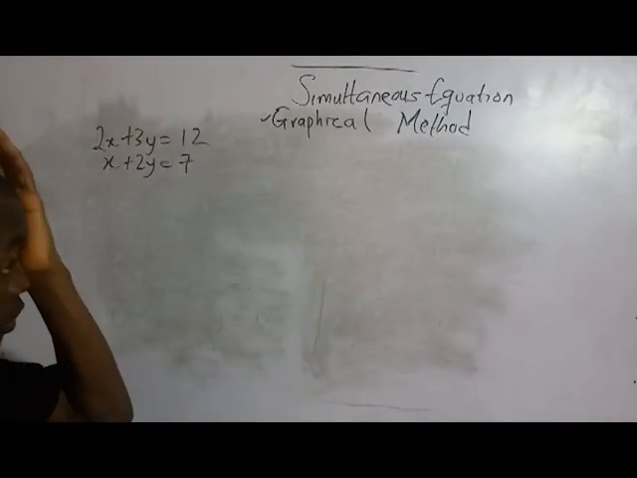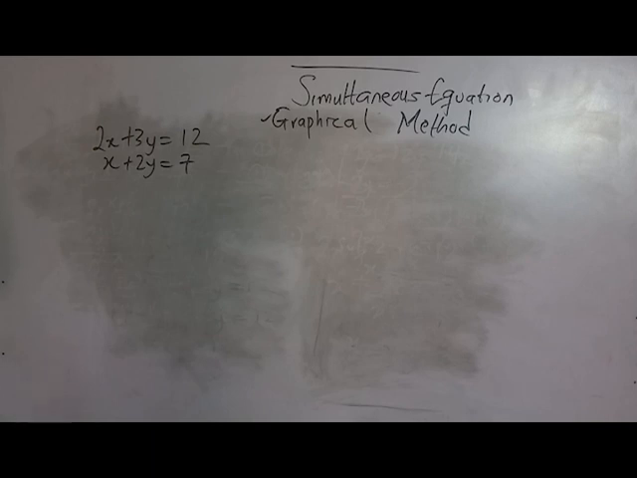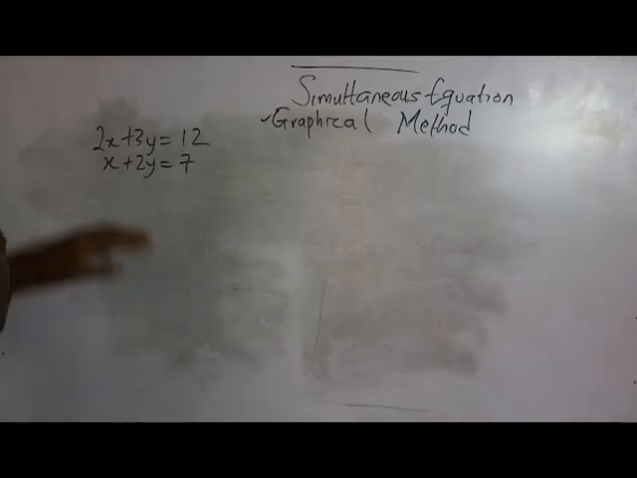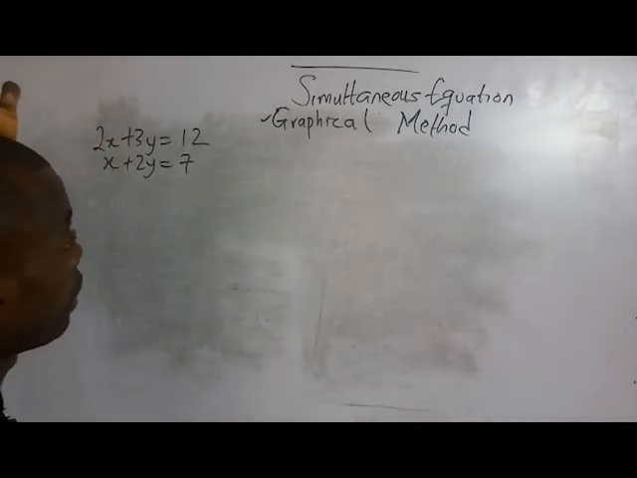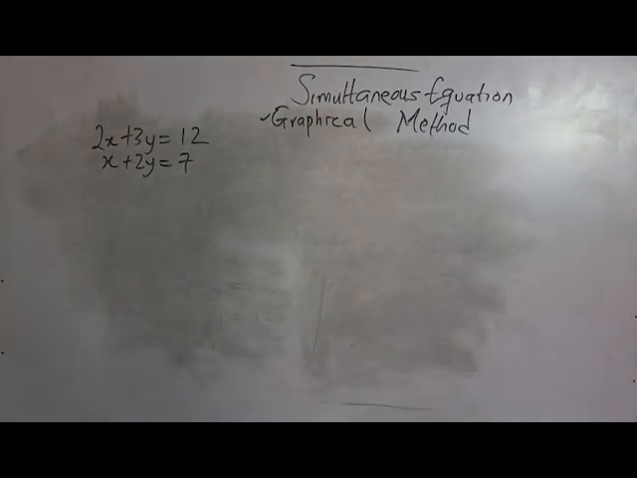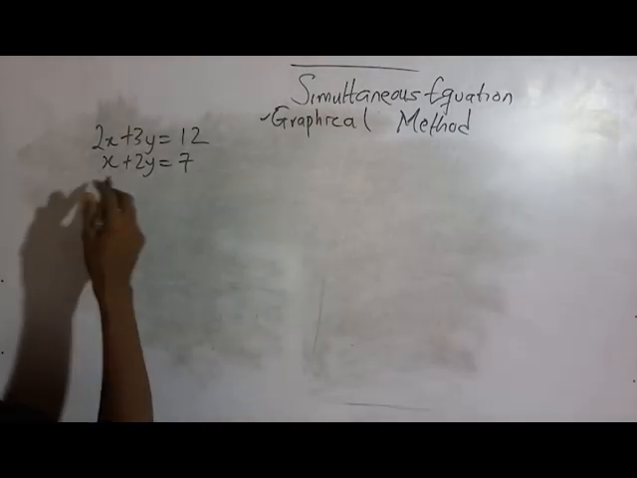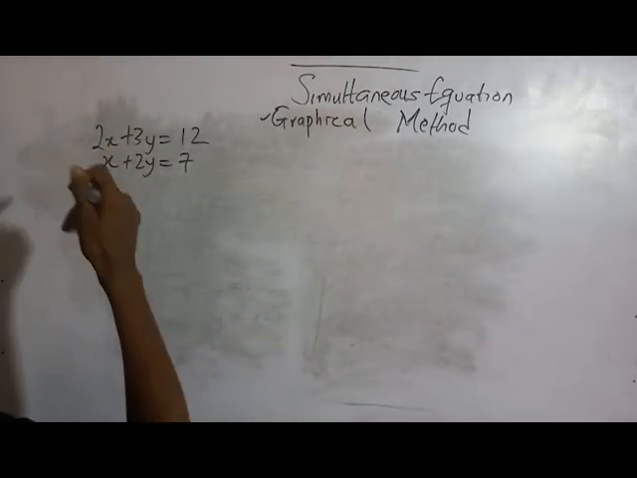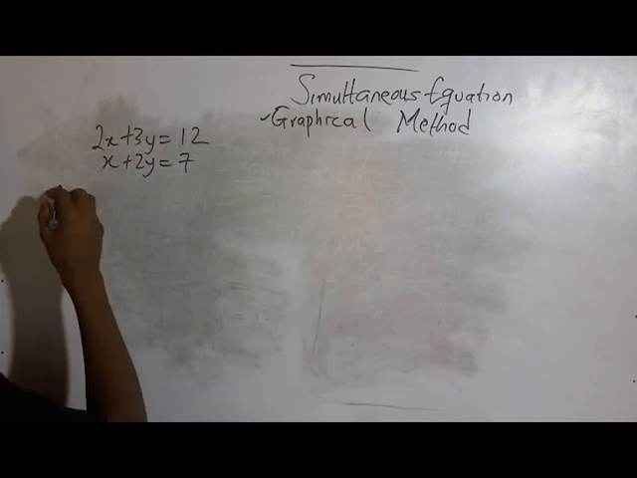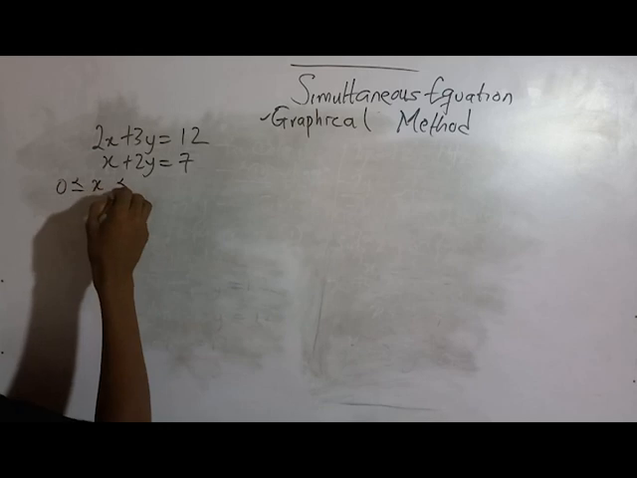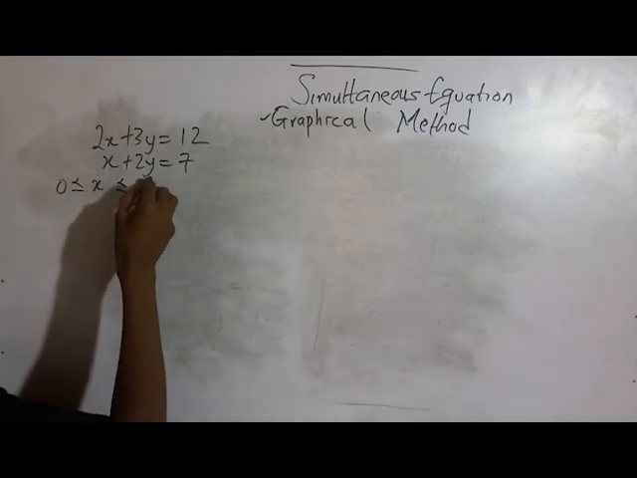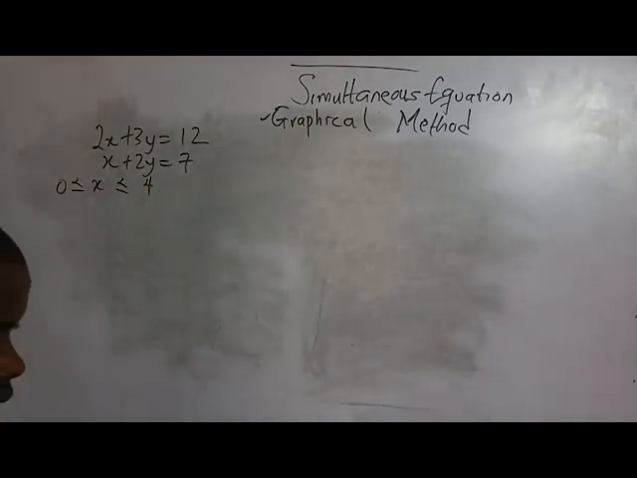Using the graphical method for simultaneous equations. In this case, what we need to do is to generate a kind of table of values for the two equations that we have here. And how do we do that? We do that by having a range of values for x. Say let x vary from 0, x is greater than or equal to 0 and less than, let's say, 4, for instance.